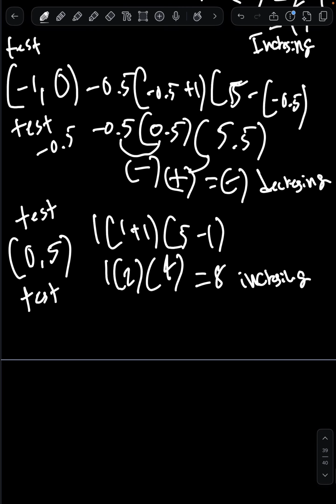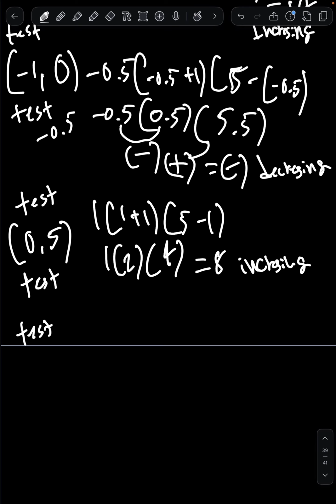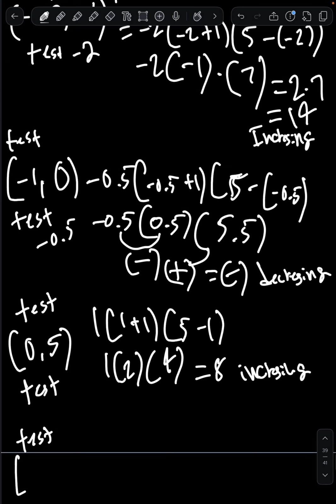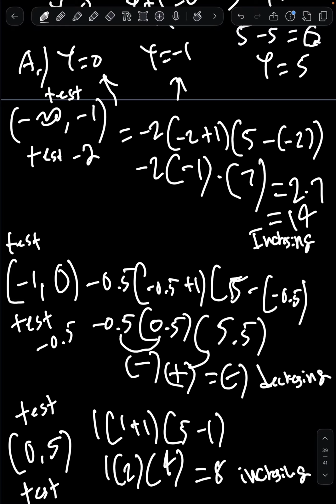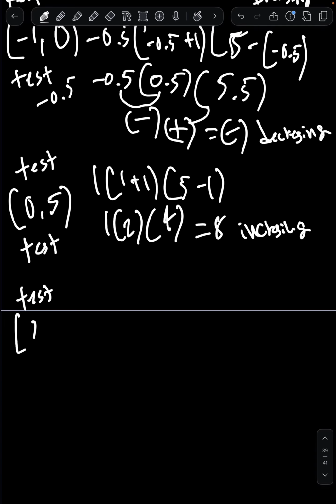Now we can test our last critical point by testing from 5 to infinity, because 5 is the most positive value that we have for our equilibrium solutions, and then everything else is just going to infinity. So 5 to infinity.